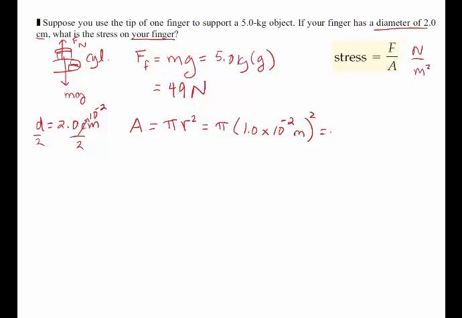And I will calculate it because that always makes students happy. So I have, whoops, helps if I plug in my numbers right, 1 times 10 to the minus 2, and then that's times pi.